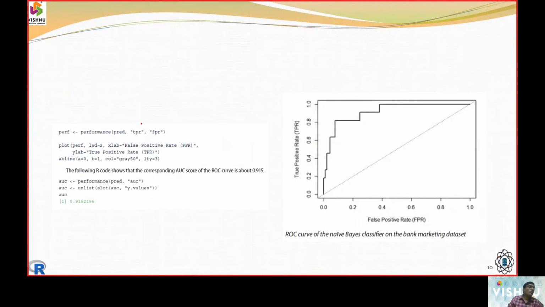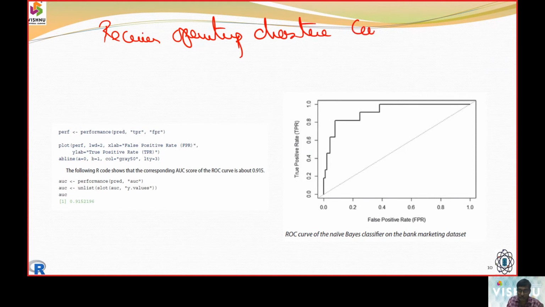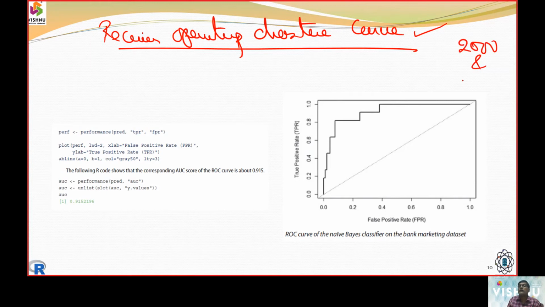Now we need to bring this scenario to the receiver operating characteristic curve. We need to bring this into the receiver operating characteristic curve for the 2000, 2100 instances of databases.